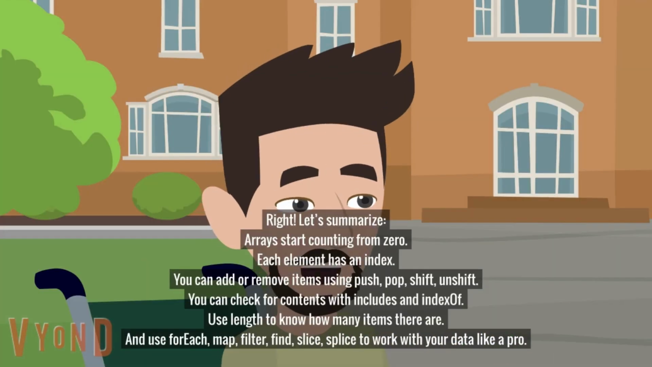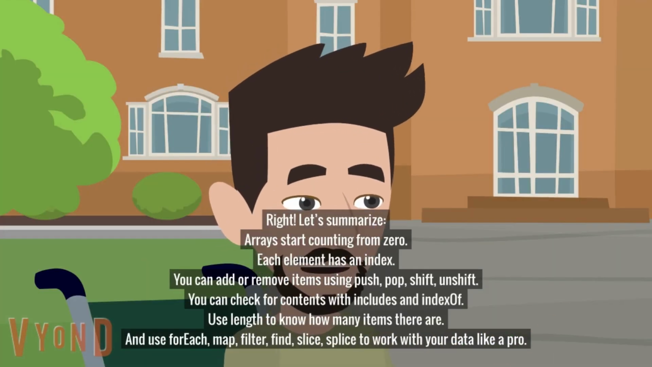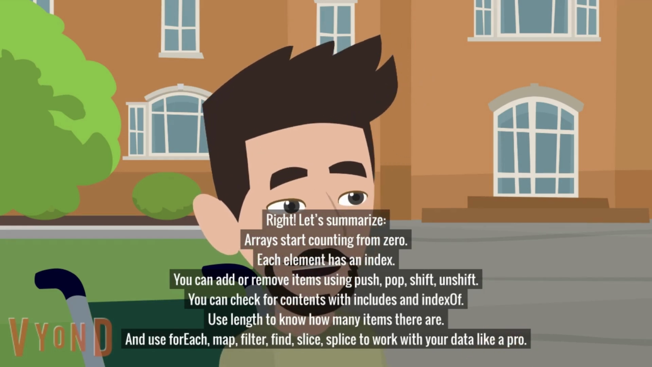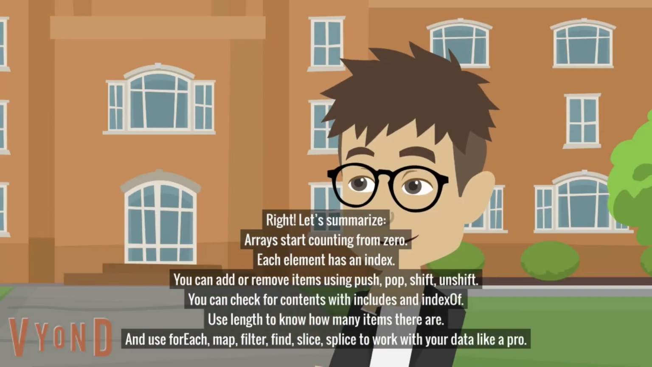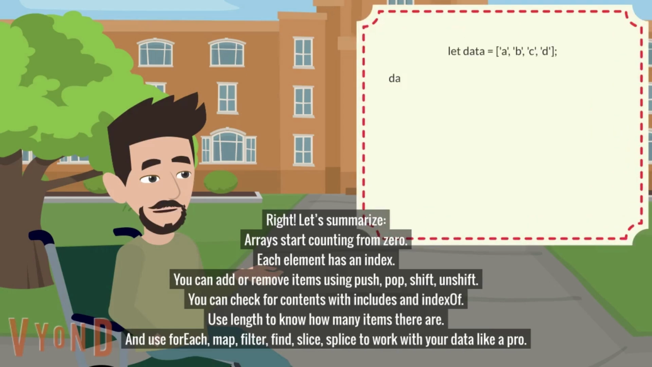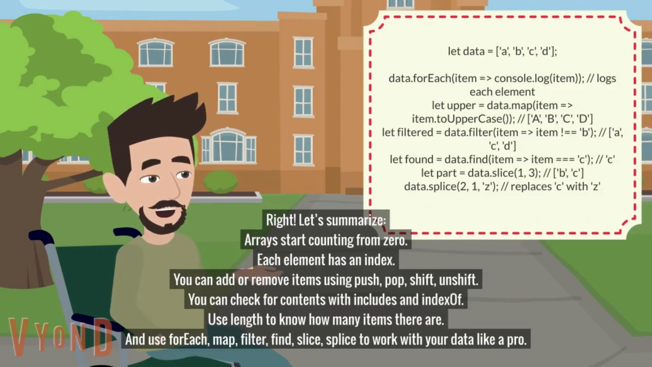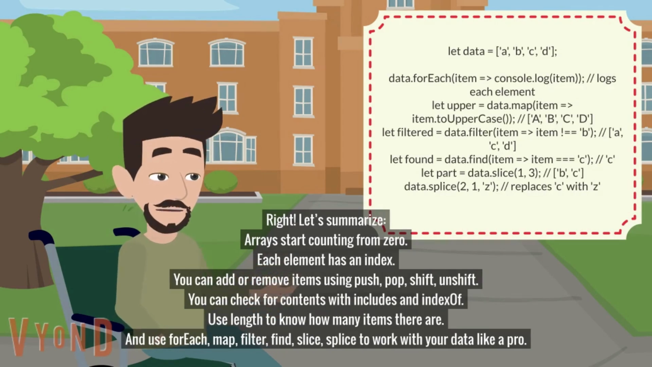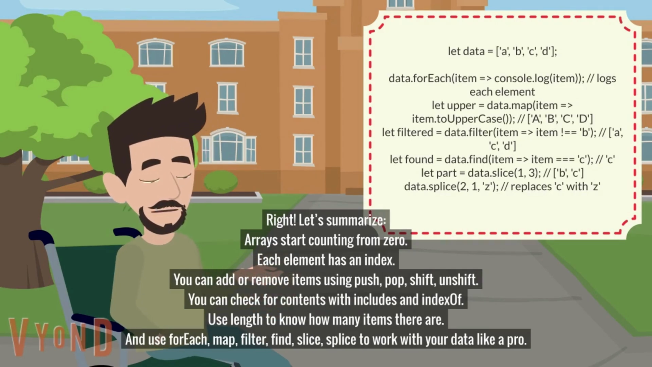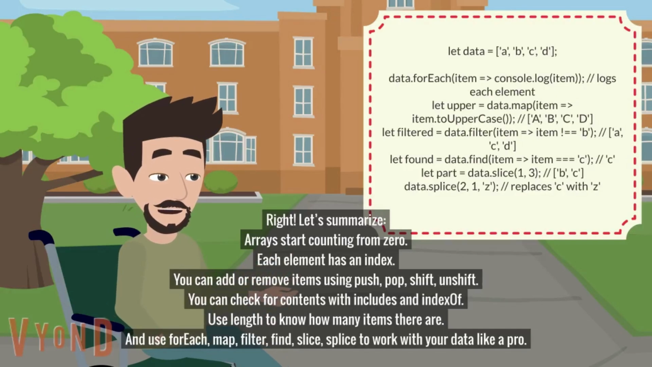Right. Let's summarize. Arrays start counting from 0. Each element has an index. You can add or remove items using push, pop, shift, unshift. You can check for contents with includes and indexOf. Use length to know how many items there are. And use forEach, map, filter, find, slice, splice to work with your data like a pro.